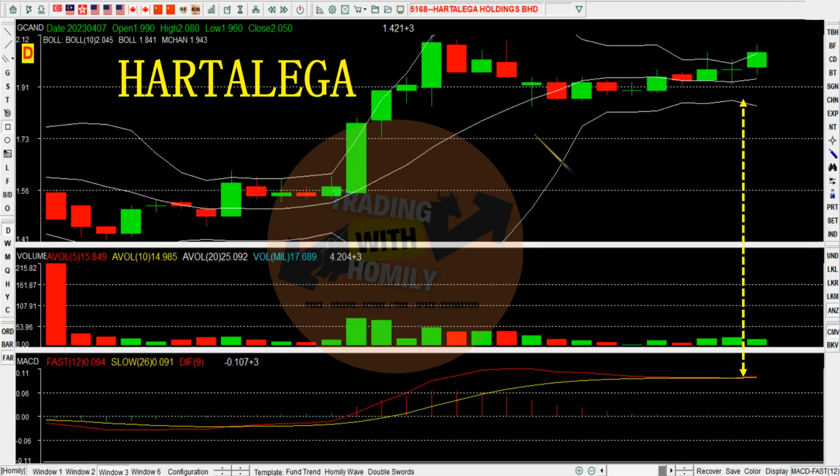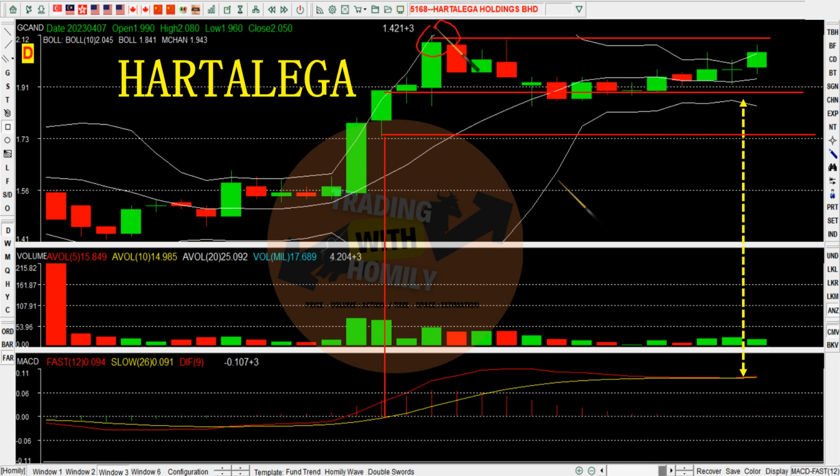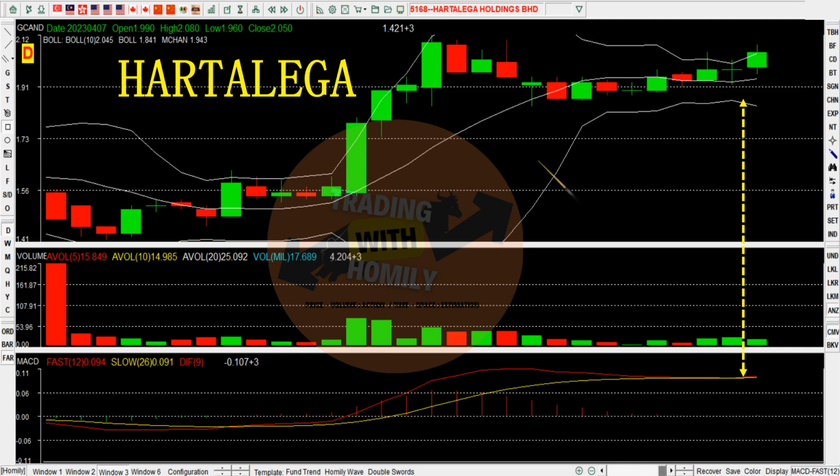So next one is about Hartalega. For Hartalega, we can also use the same method. First, the MACD fast line and slow line are above the zero line. That means the stock is in the strong area. And second, the high volume is here, but it's a little bit weaker than Top Glove because it hasn't broken a new high here. And what's more, here we can see the MACD shows us a golden cross again. It's also a short-term bullish signal.